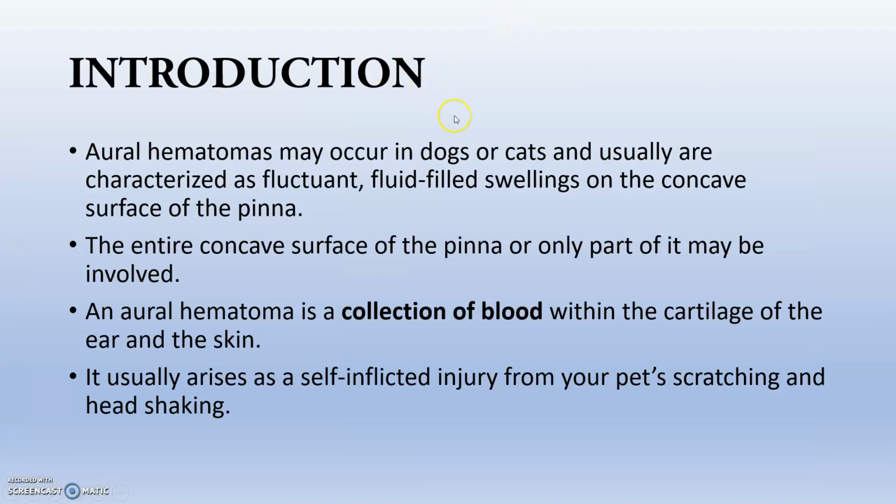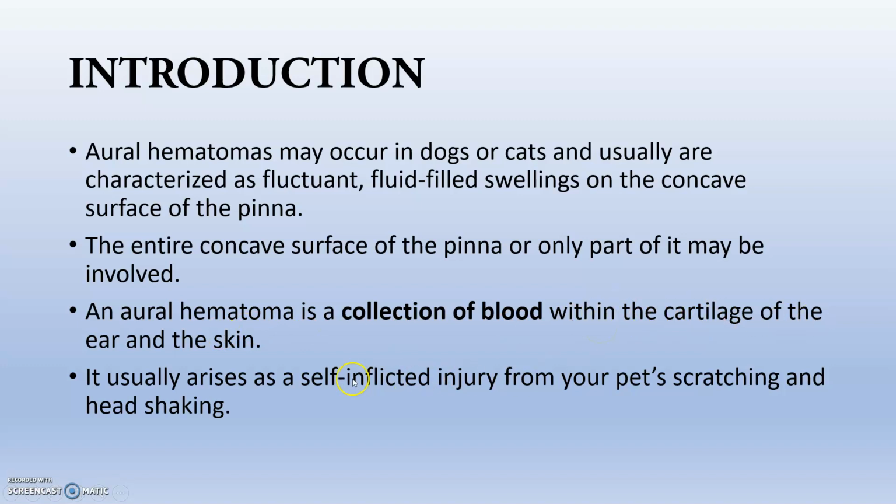So aural hematomas may occur in dogs or cats and are usually characterized by fluctuant fluid-filled swellings on the concave surface of the pinna. Always be vigilant, it will be present in the concave surface of the pinna. The entire concave surface of the pinna or only a part of it may be involved. So aural hematoma is actually a collection of blood or serosanguinous fluid within the skin and the cartilage.